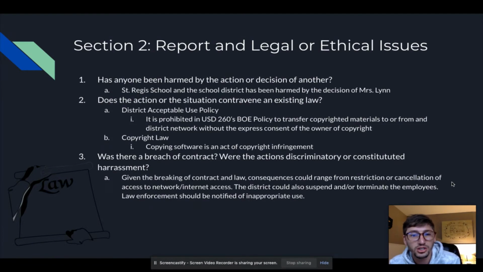Does the action or the situation contravene an existing law? I do believe that it breaks district policy and copyright law. According to our school district policies, it prohibits the transferring of copyrighted materials to or from any district network without the express consent of the owner of the copyright. And for copyright law, copying software is an act of copyright infringement.